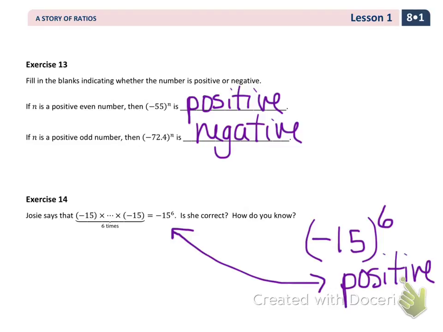So let me get my pen back. That number right there is negative. All right, so they are not the same, and Josie is not correct, and that's how we know. Okay, so that just shows you that it's really important to use those parentheses to show what you mean by your base.